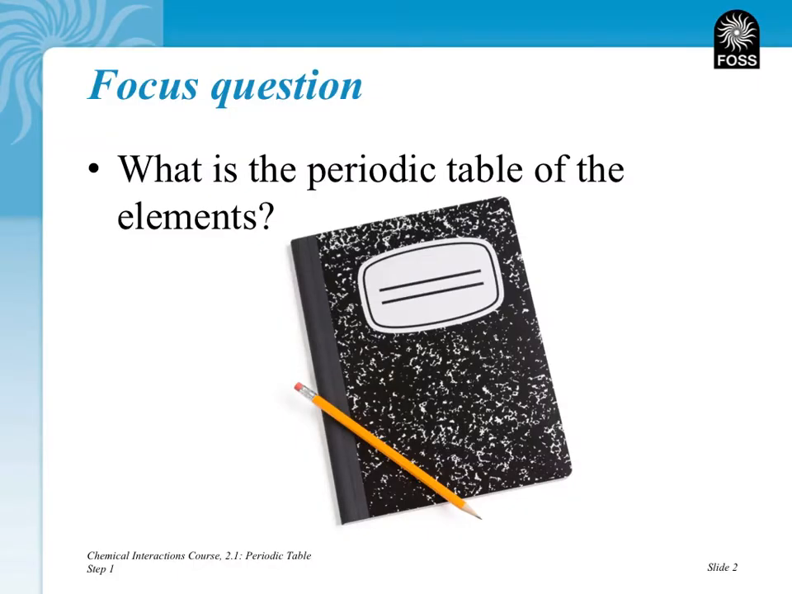The focus question for this first part of the investigation is: what is the periodic table of the elements? Well, right there in that question, it's going to give us two key features of this lesson and this investigation. One is the periodic table. What does that mean and how do we use it? And then also, what are elements? Elements are the key things that are found in the periodic table, and it's those elements that are found in everything around the world.